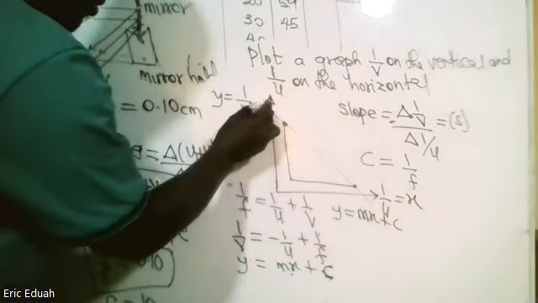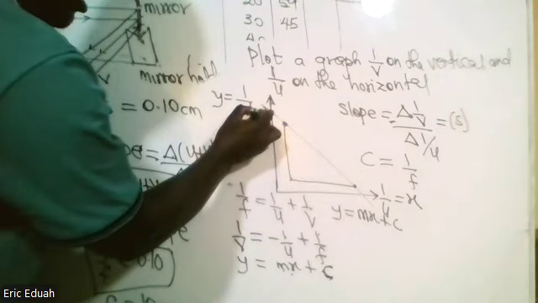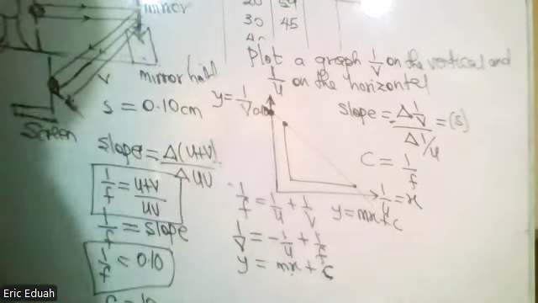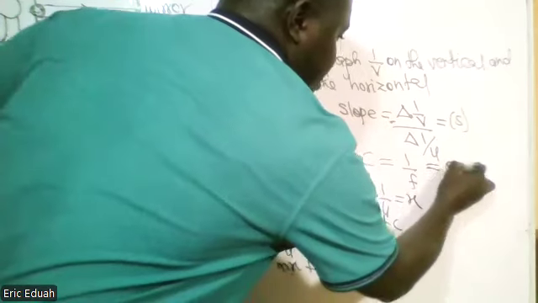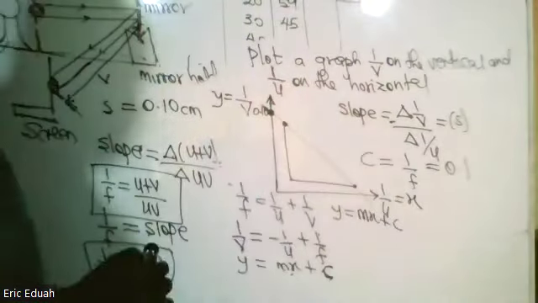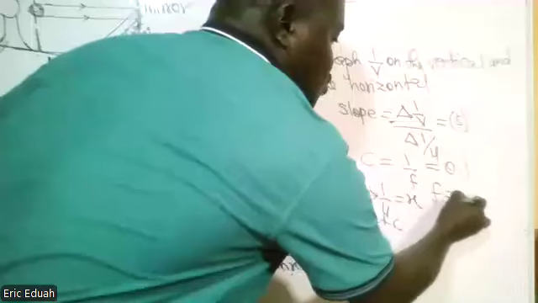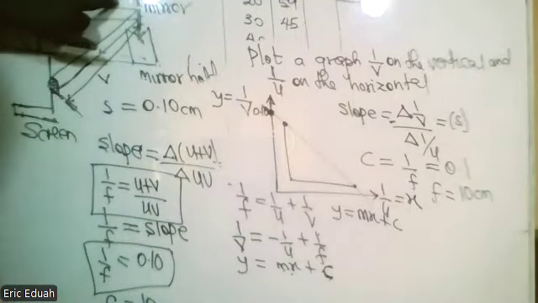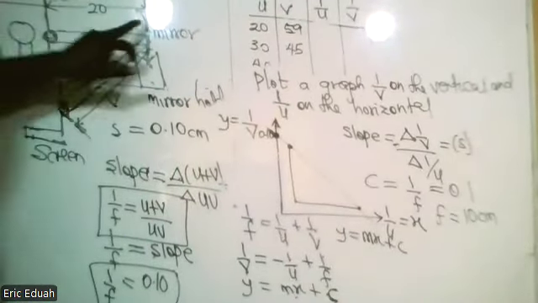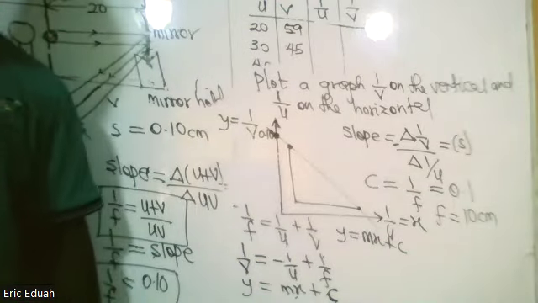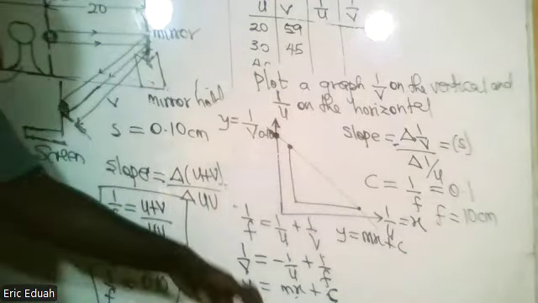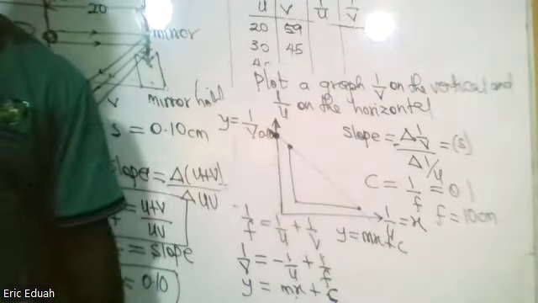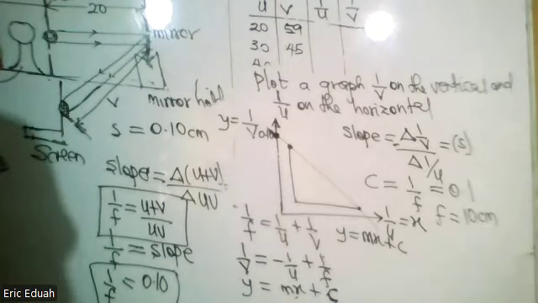So let's assume C is a value of 0.1 or 0.2, 0.6, whatever. It means this is equal to 0.1. And from this, when you make F the subject, you have F being equal to 10. It means the focal length of the mirror used in the experiment is equal to 10 centimeters. And we are using the graphical method to find the focal length of a spherical mirror.